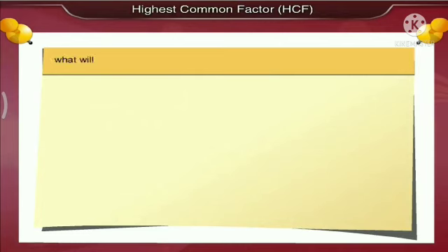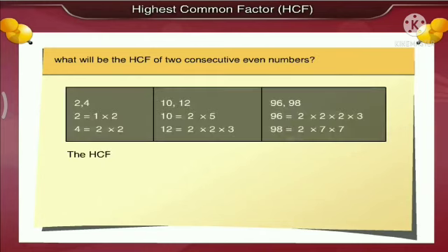Now let's see the example of HCF. What will be the HCF of two consecutive even numbers? Here I have taken the even numbers. See, 2 and 4, 10 and 12, 96 and 98. These are all even numbers. So see what is the common factor in all the numbers. 2 is the common factor. Clear, student?